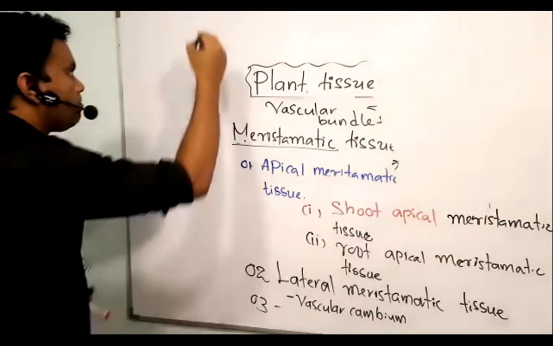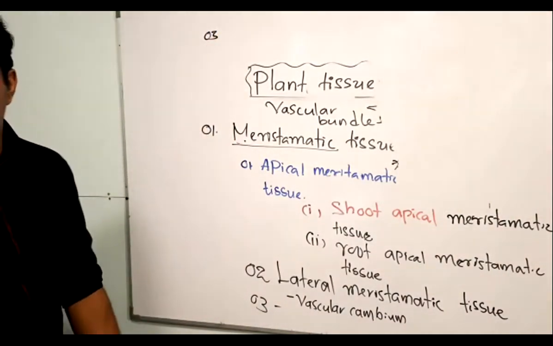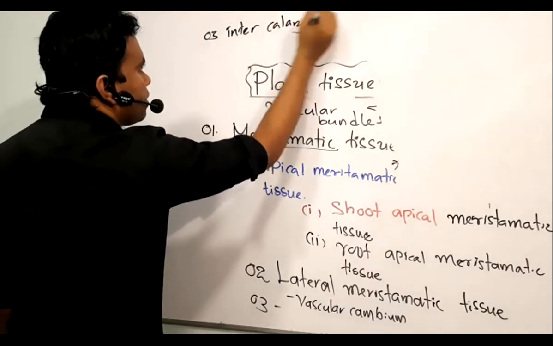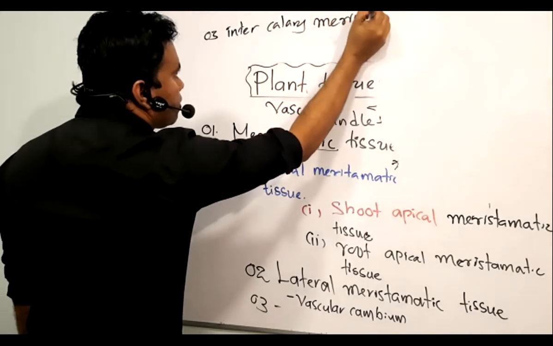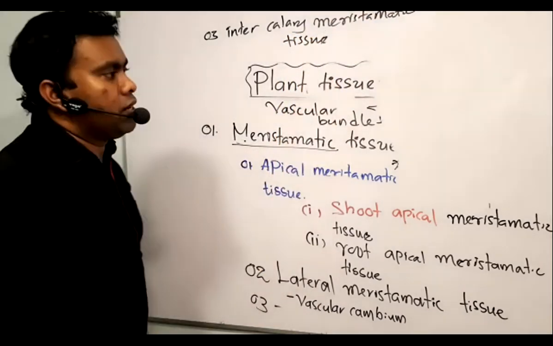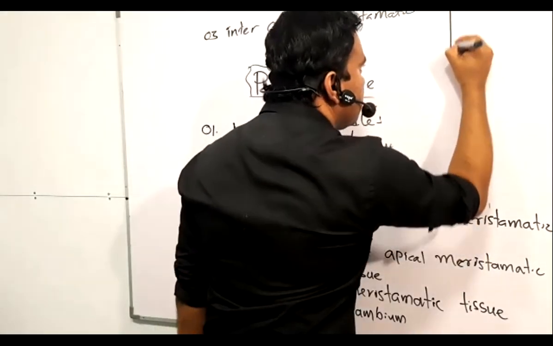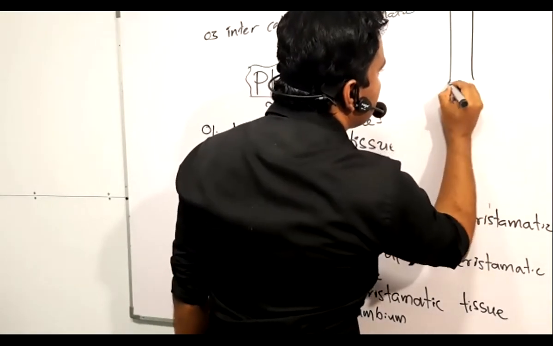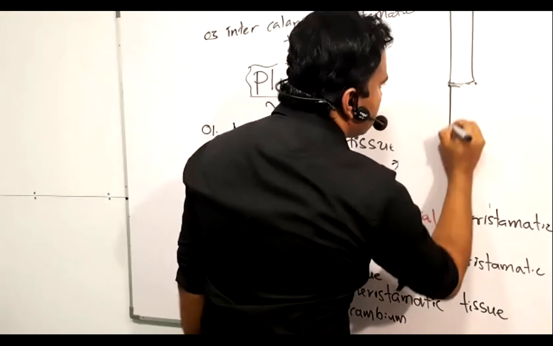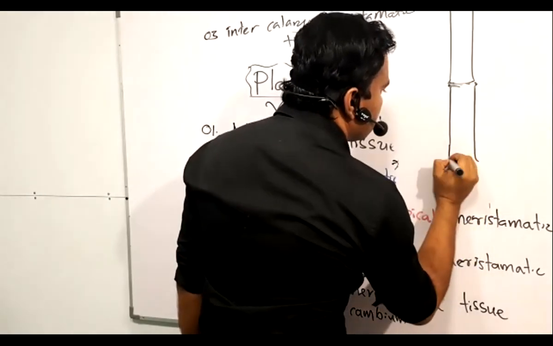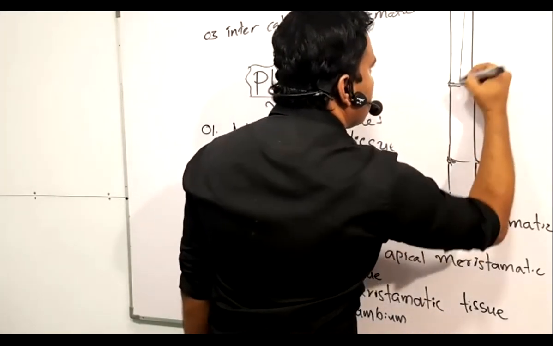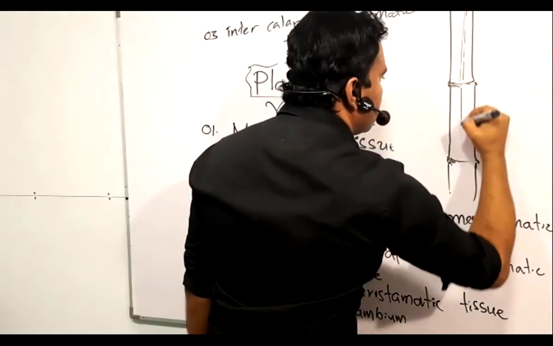Third type is intercalary meristematic tissue. Let's see that. I think you have seen these types of plants. Look at this. You can see how this type of structure is there. I think you can guess this plant.